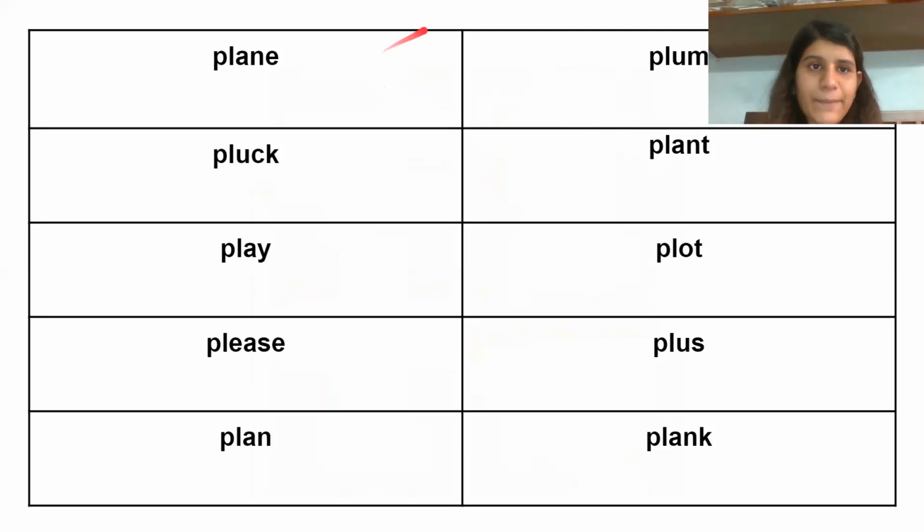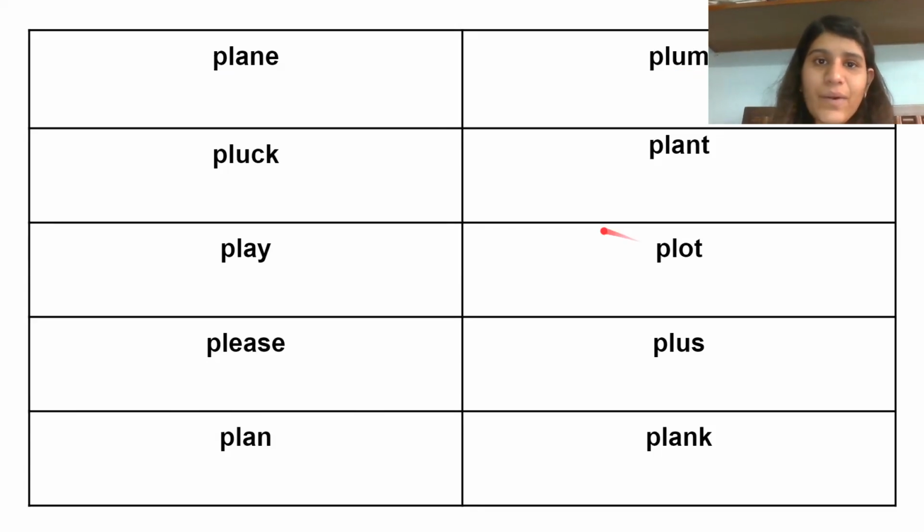I will show you two examples. We know PL makes the sound PL and this is AIN. So it is plane. How will you say that? PL, AIN, plane. How will you do that in this? PL, plum. And that's how you will say all of these words and send the audio to me.